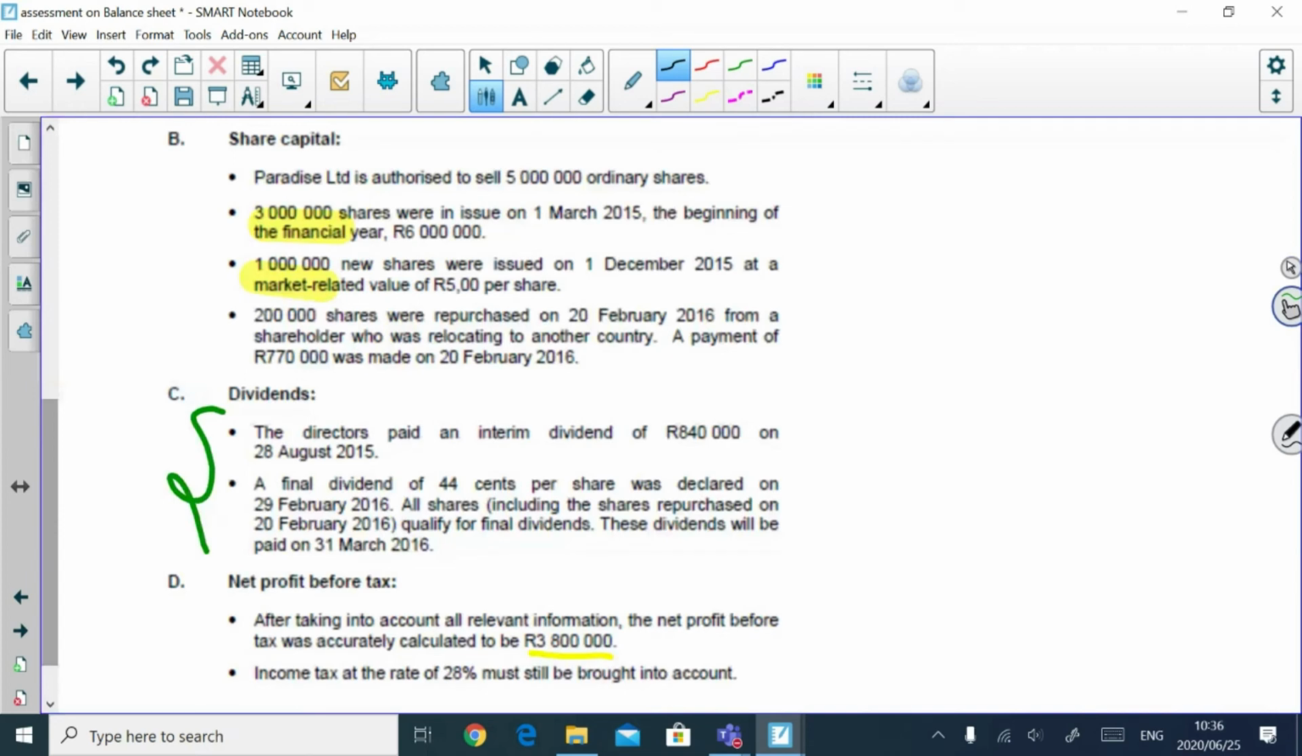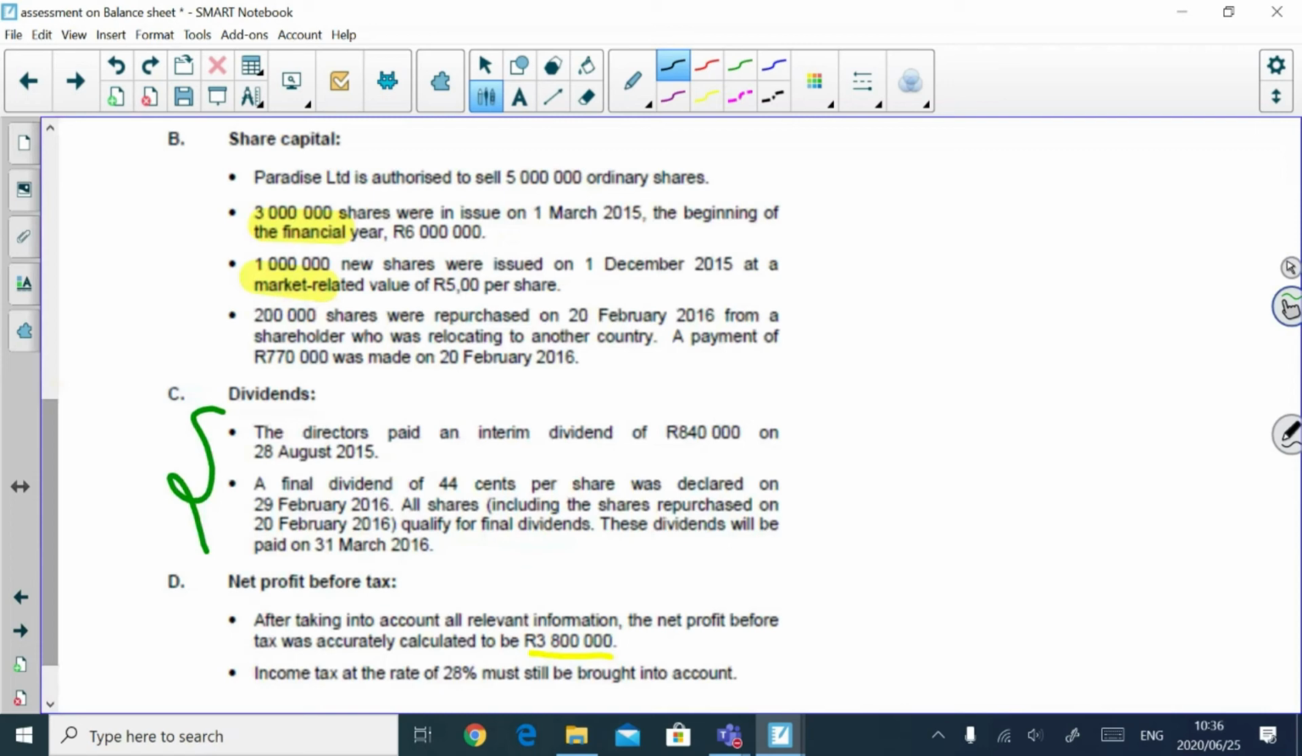Remember, 840, when directors pay dividends, it's an expense. That means that there will be an outflow from our assets, which is bank, so it will decrease on the credit side, and the expense of dividends paid on the debit side by 840. Let's move. Same thing here.